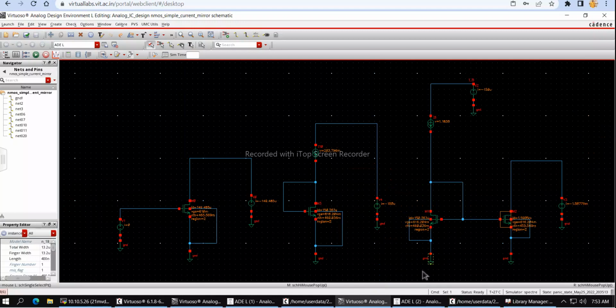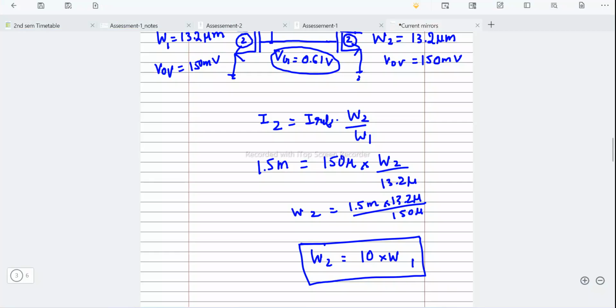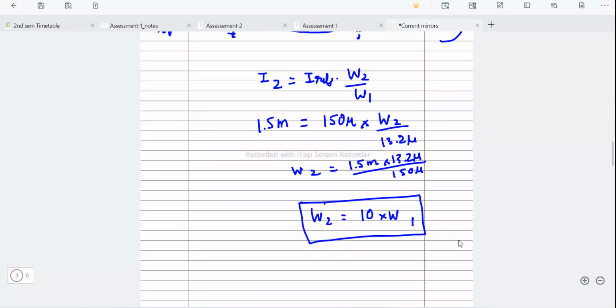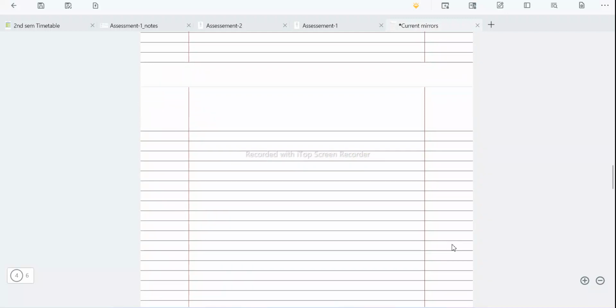Now once this is done, we shall obtain the minimum voltage necessary across this in order to keep this in saturation, so that it will mirror the current exactly. So we had initially kept it at 0.9 volts. Now practically we shall see what is that minimum voltage, VDS min, or you can say this as the headroom voltage.